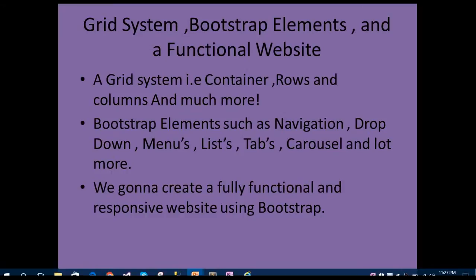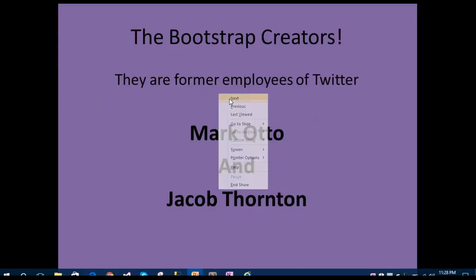So let's see what the grid system, Bootstrap elements and functional website are. The grid system basically means a container. In a container we have rows and columns, and in each row we have 12 columns. According to the device, we'll divide those columns. Bootstrap elements include navigation, dropdown menus, lists, tabs, carousel and a lot more. We're going to create a fully functional and responsive website using Bootstrap.